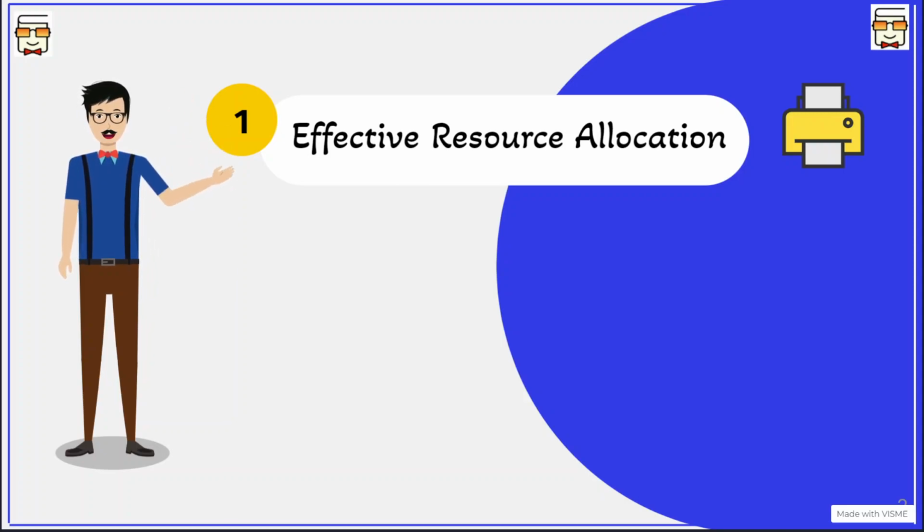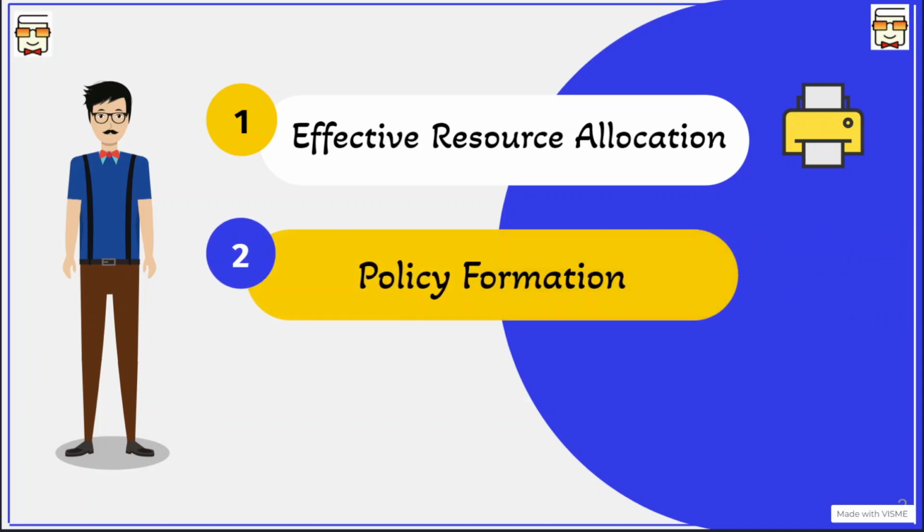So, allocating or distributing the resources among an organization is an important aspect of why we need crucial information, because major decisions related to resource allocation are taken based on the information obtained by the management from the MIS. The second need for information arises in policy formation.